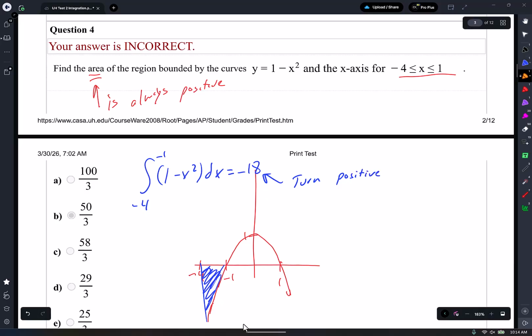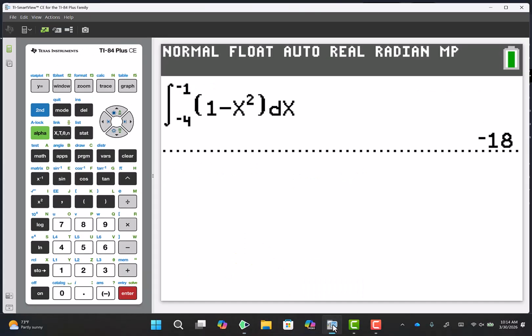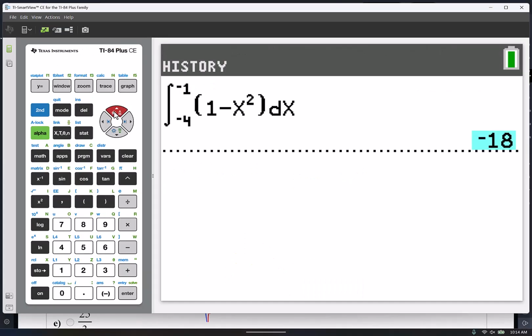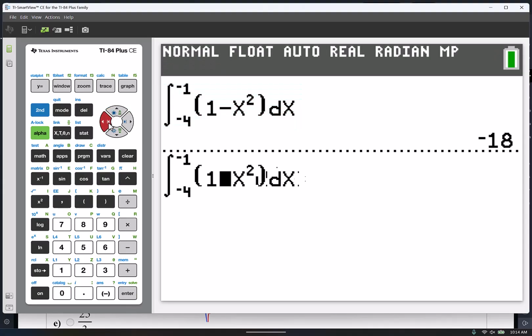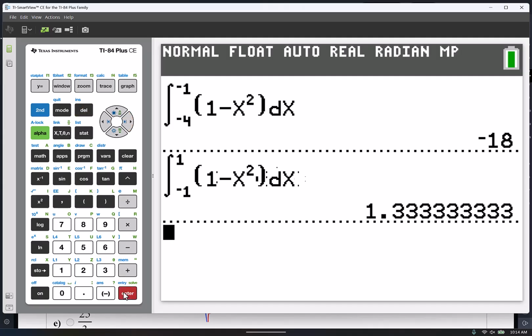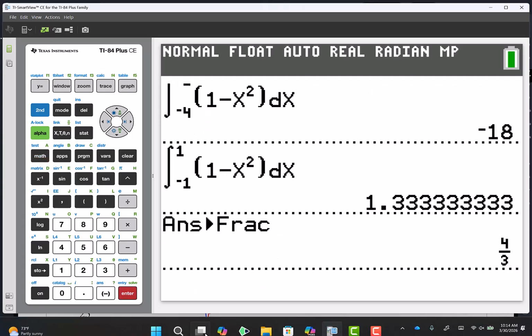And now I'm going to find this area here, because it says find the area, and area is never negative. Now I'm going to go from -1 to 1. You can, if you want, go -1 to 0 and then multiply it by 2 if you think that's easier. But if we have a calculator, just go -1 to 1. And you should get a positive number. If you don't get a positive number, that's a hint that something's off. -1 to 1. And there it is, 1.33333. Turn that into a fraction. Math, frac, enter. 4/3.